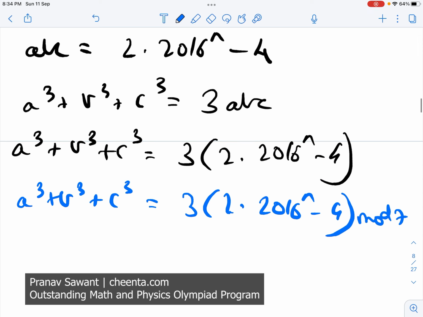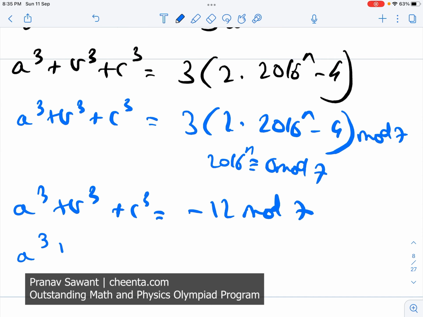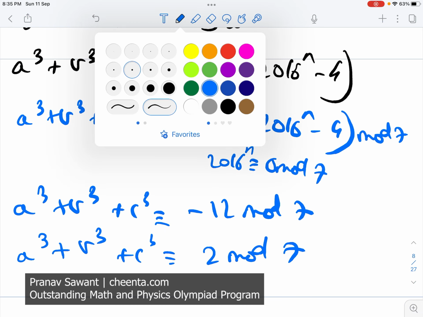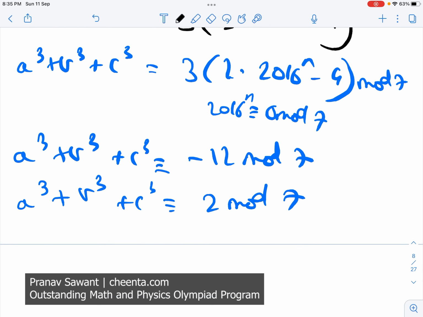Actually, the interesting observation is that 2016 is 0 mod 7, right? So 2016 is actually divisible by 7. So 2016 raised to the power n will also be 0 mod 7, right? So a cube plus b cube plus c cube will be basically negative 12 mod 7. And instead of having this negative remainder, I can just write this as 2 mod 7, right? This will be 2 mod 7. Now we can notice one thing. Now, if you remember the result that a sum of 3 cubes can never be 2 mod 7, that's okay if you remember.